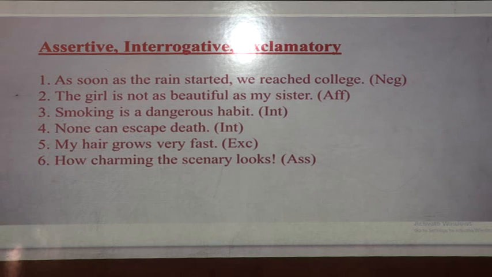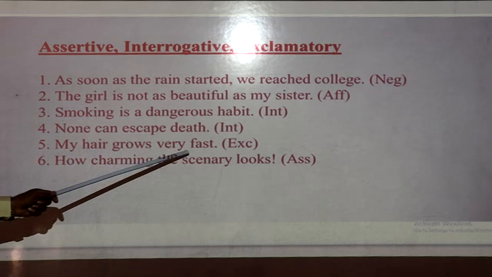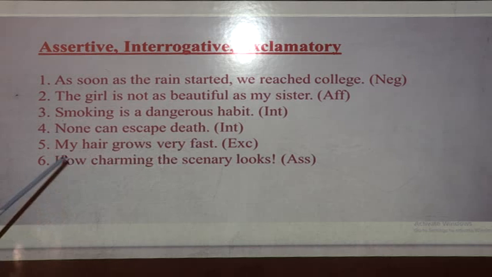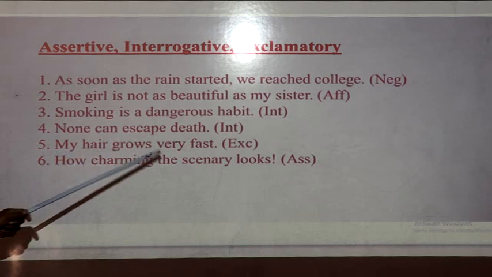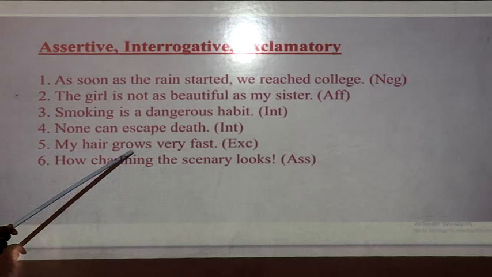Number 5, my hair grows very fast. It is affirmative sentence. We have to make it exclamatory sentence. In place of exclamatory sentence, we can use how or what. As there is no use of article here, we can use how. How fast, how plus adjective, how fast my hair grows, note of exclamation. Sentence is, how fast my hair grows, note of exclamation.